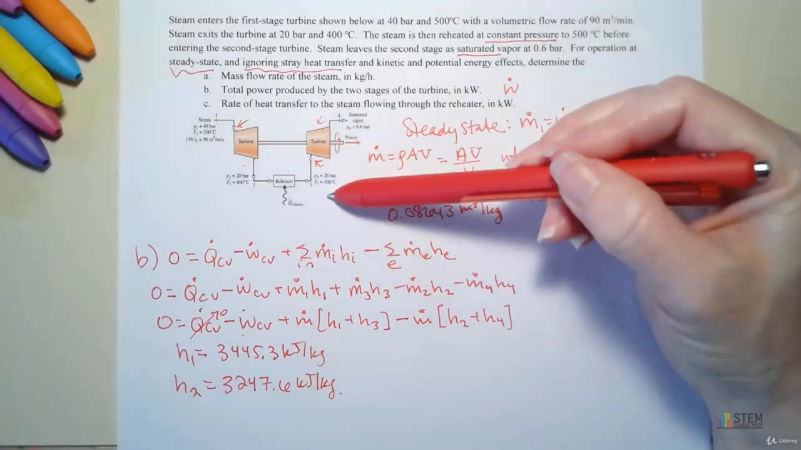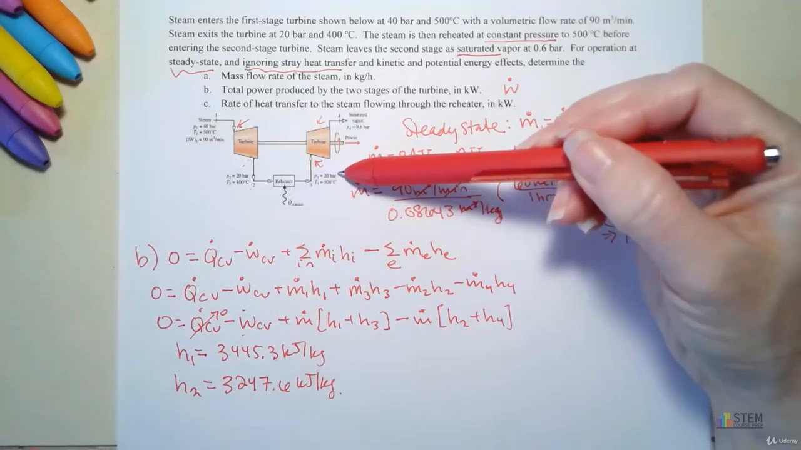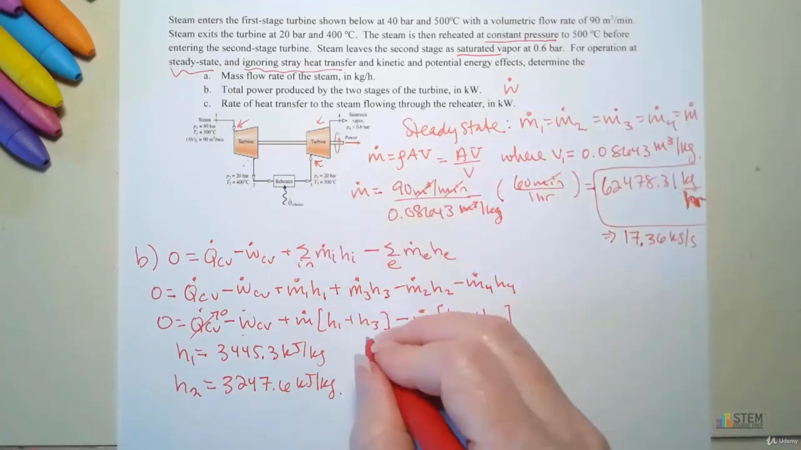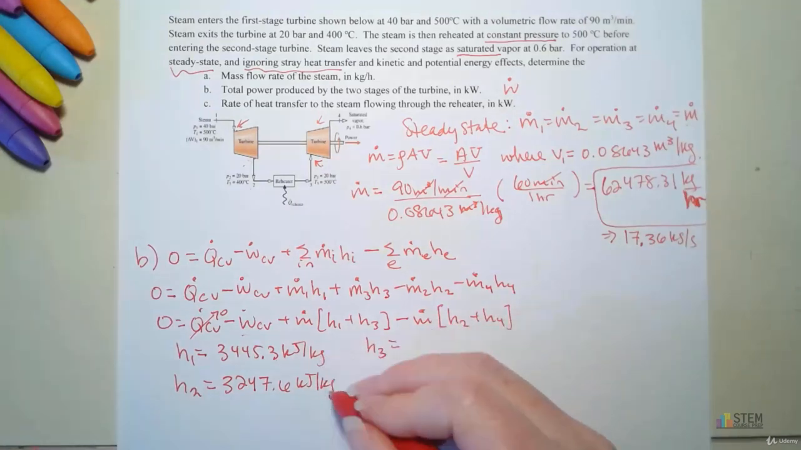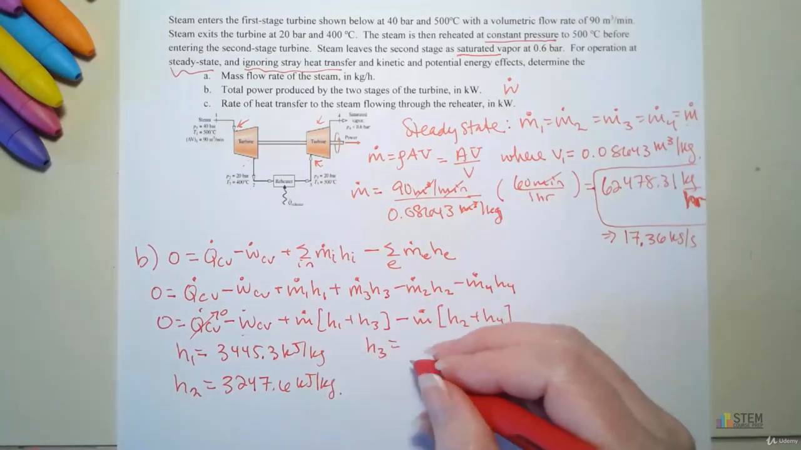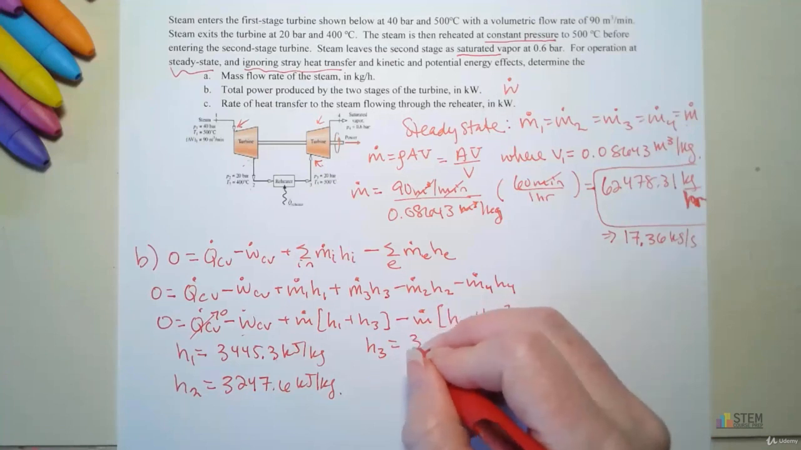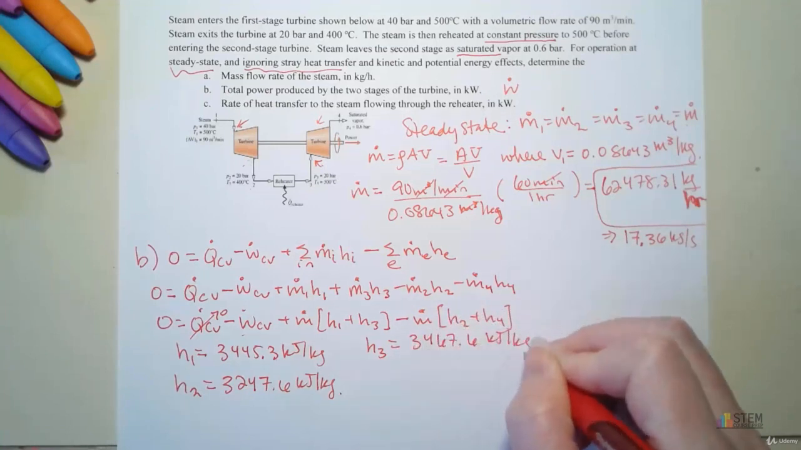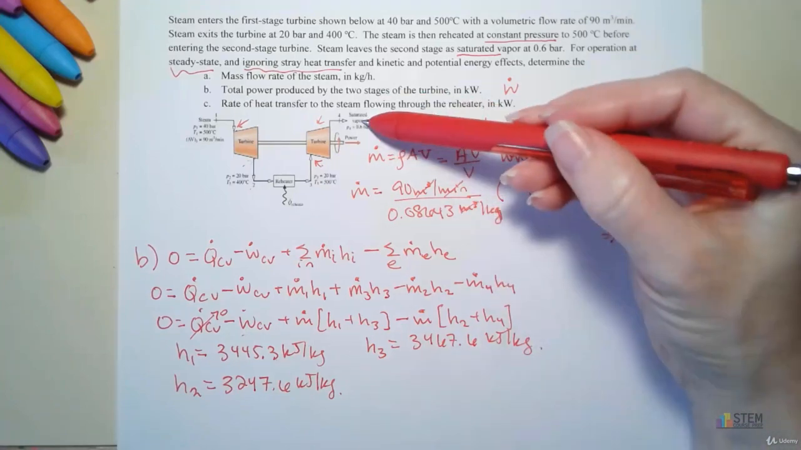Now it goes through this reheater and then it comes back out. The pressure is now 20, temperature is 500. Notice the temperature increased even more. That means we still have superheated vapor. So all three of these are going to have the same table. This one will be 3467.6 kilojoules per kilogram.